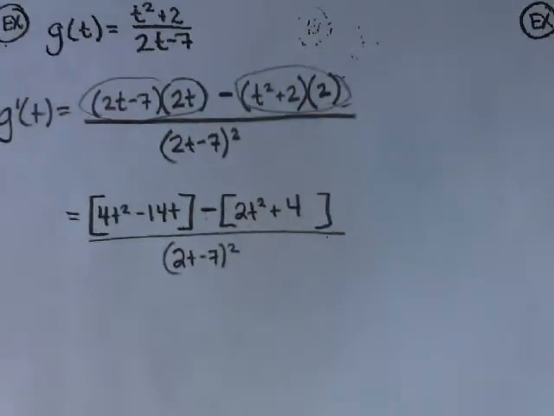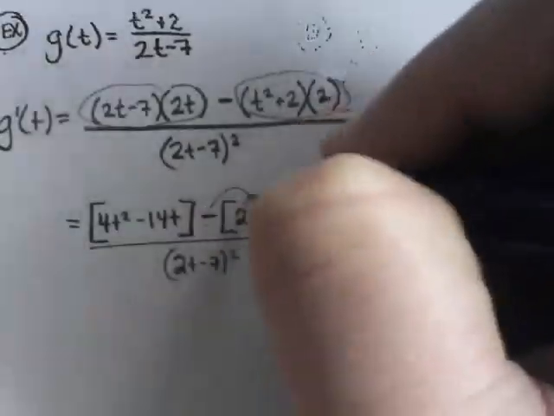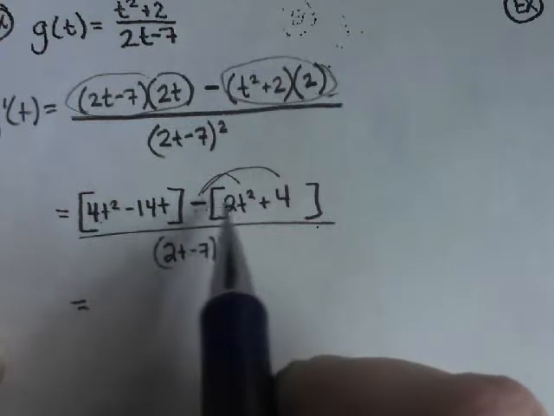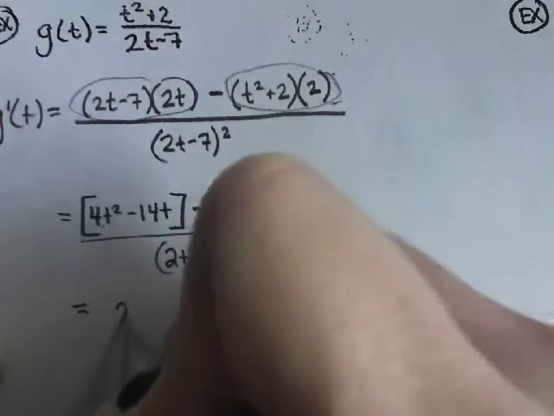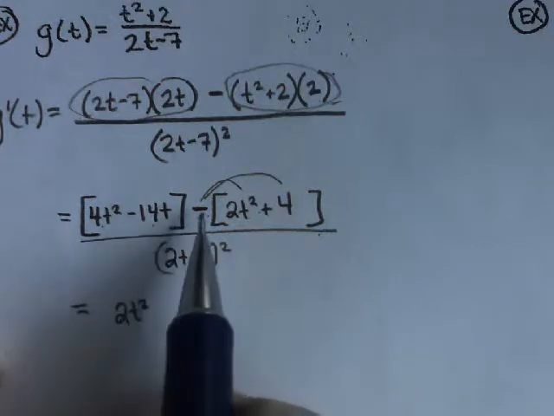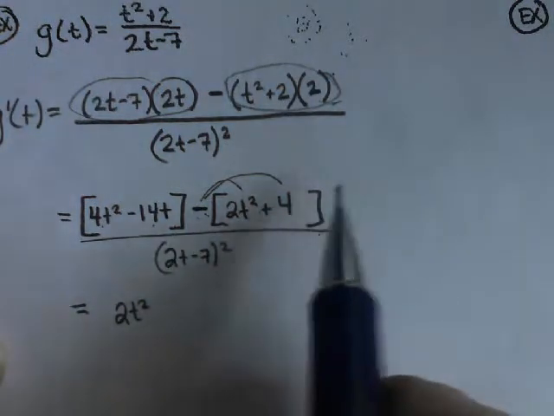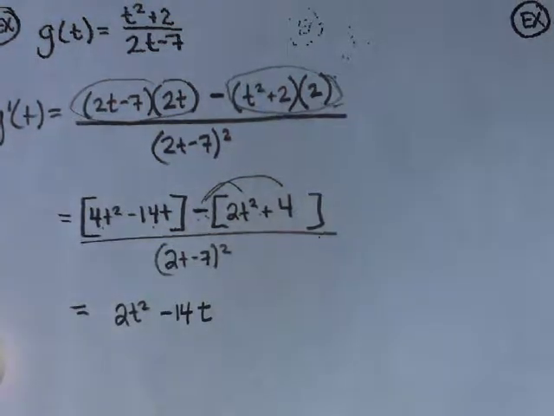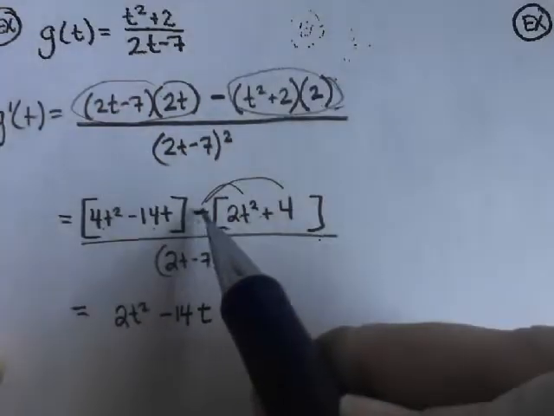But I do now want to distribute my negative sign and combine like terms. So 4t squared minus 2t squared is 2t squared. Negative 14t is subtracting. There's no other t term, so that's just remaining a negative 14t. And then minus 4.